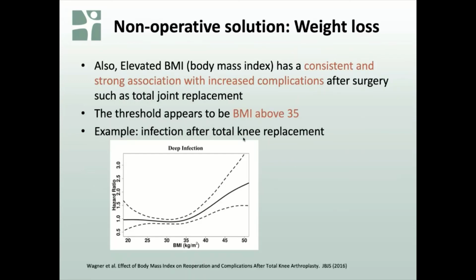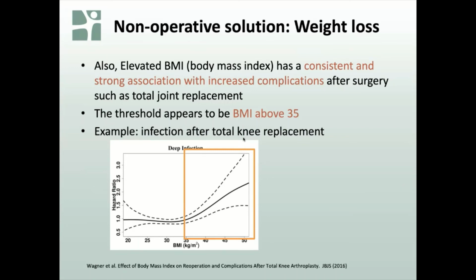The other thing to mention is that elevated body mass index is associated with having increased complications if you ever do need surgery. It's actually associated with complications after almost any surgery, but certainly after total joint replacement. If you look at the chart below, you see that there's a clear inflection point, which means that if you look at the x-axis horizontally, which is the BMI, as that increases above 35, and on the y-axis to the left, which is the vertical axis on that graph, which is your risk of having a complication.